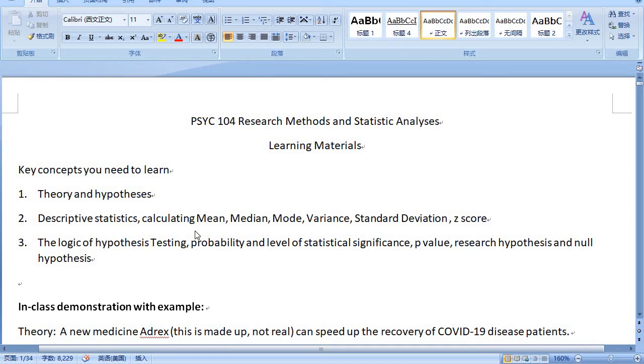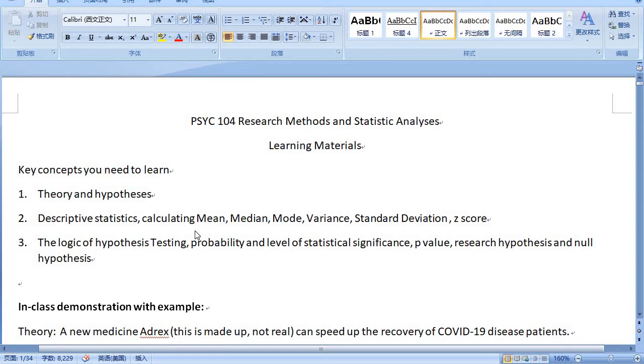Welcome back. This time we're going to talk about descriptive statistics and inferential statistics. We're going to use an example to demonstrate the difference between descriptive and inferential statistics. And we're going to learn how to calculate the mean, the median, the mode, variance, standard deviation, and the z-score. These are the key descriptive statistics, especially in experimental research.